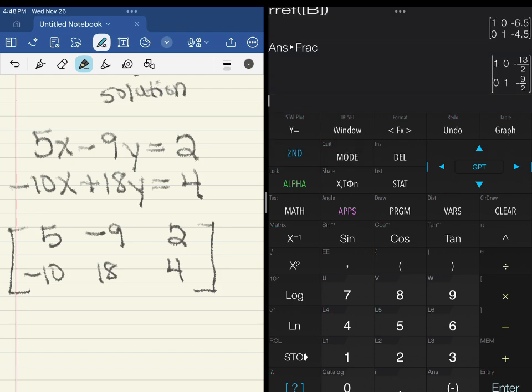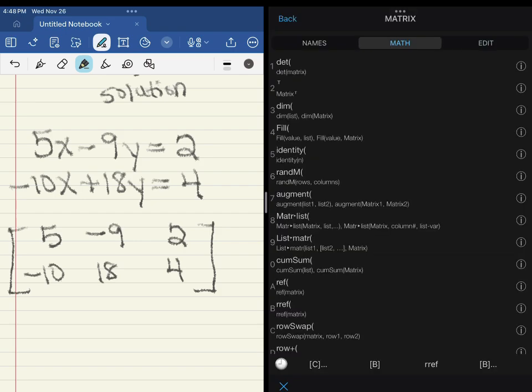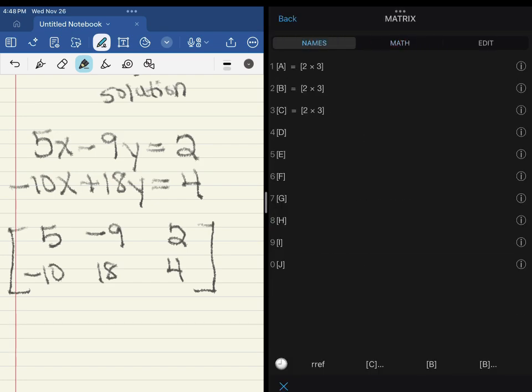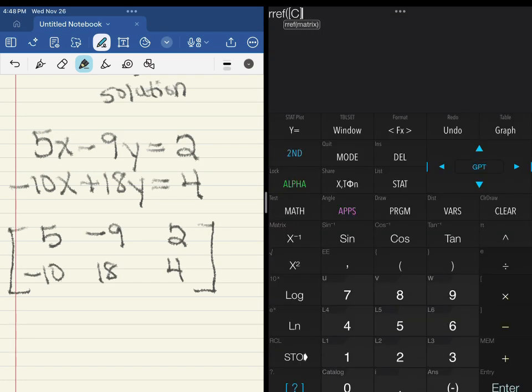Okay, now I'm going to quit. Press second mode, and that's how you quit, and you go back to your home screen. Now go back to matrix, math, RREF. Go back to matrix, name, C. And then you press enter. So this is the matrix that it gave you: 1, negative 1.80, 0, 0, 1.